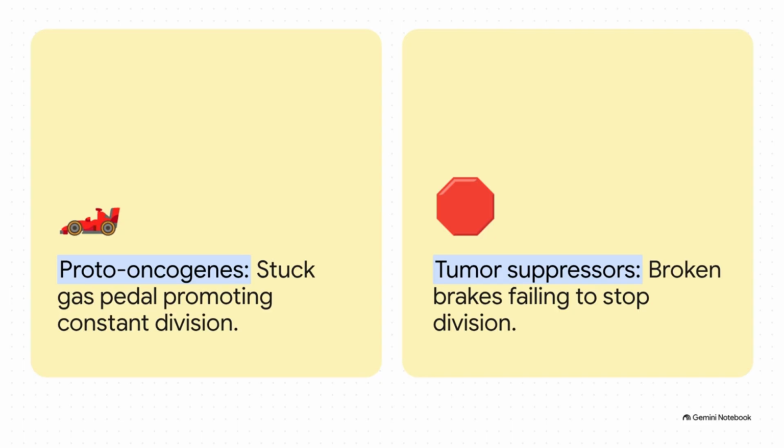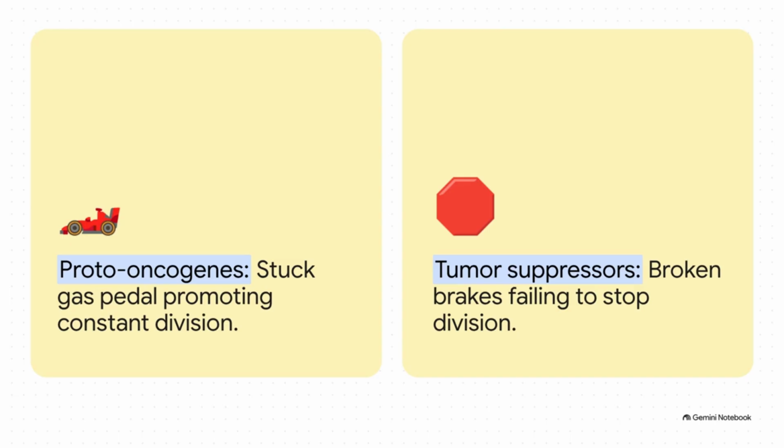I want you to think about this like you're driving a car. On one side, we have proto-oncogenes. Normally, these genes just promote healthy cell division, but when they mutate, they become oncogenes. Think of them like a gas pedal that's just jammed to the floorboard, constantly demanding the cell to divide and divide. HER2 and breast cancer and RAS and solid tumors are your classic examples here.